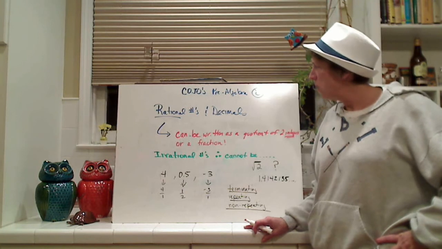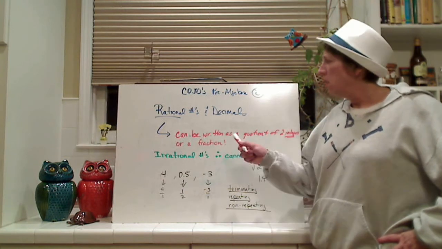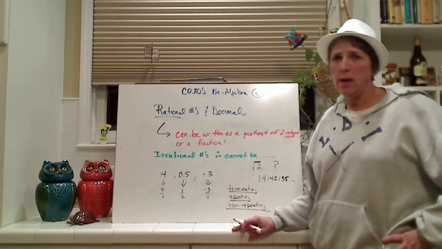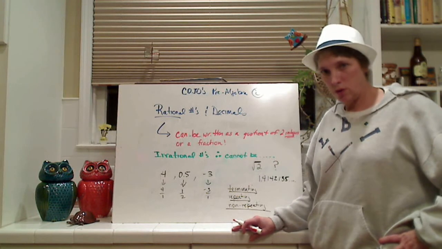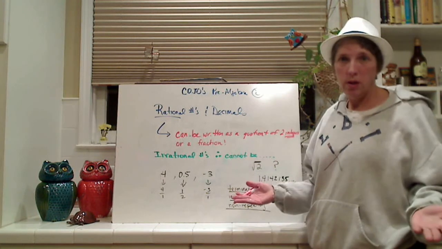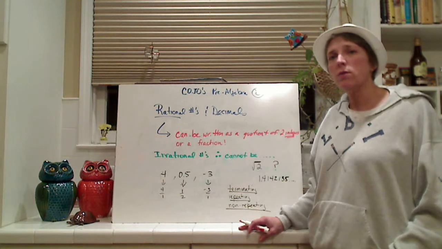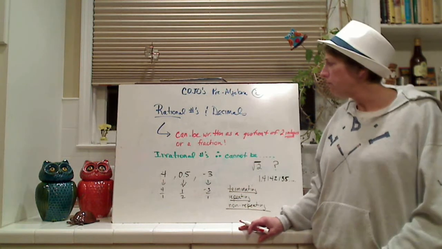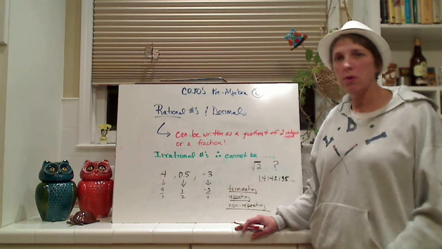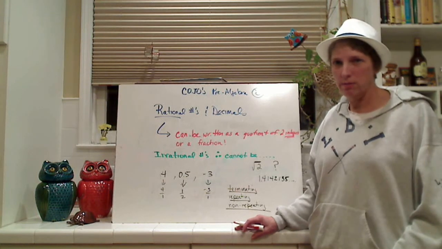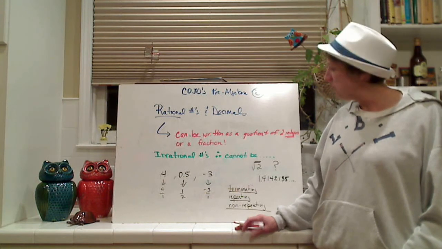So pay attention. First of all, rational numbers can be written as a quotient of two integers, which means you can write a rational number as a fraction. That's all that means. A quotient of two integers is a fraction. So therefore, an irrational number cannot be written as a fraction. All right, so we've got some examples.